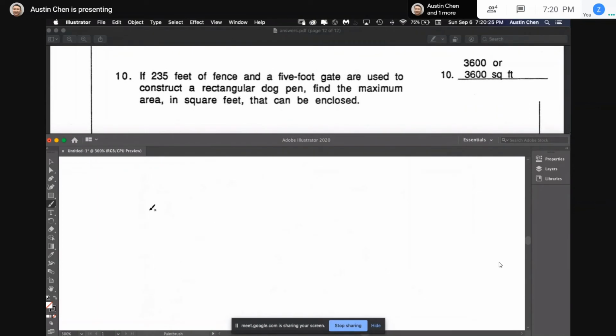All right. If 235 feet of fence and a 5-foot gate are used to construct a rectangular dog pen, find the maximum area in square feet that can be enclosed.